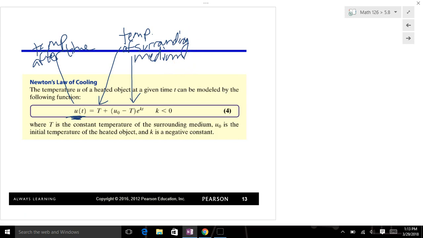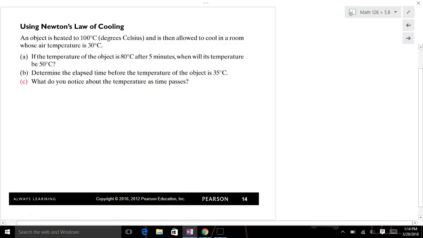And that U subscript 0 is the initial temperature of your object. K is still a constant, a negative constant, and t is still time. So k is the constant that determines how fast it cools off. One object might cool off faster than another, so you're going to have a different k constant there. So let's do an example of this. I think this will make some sense here.